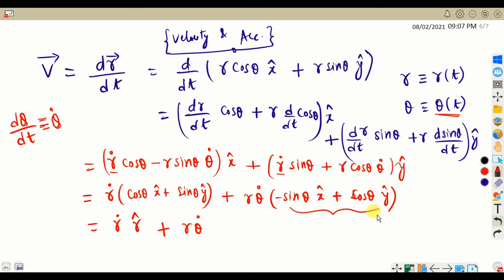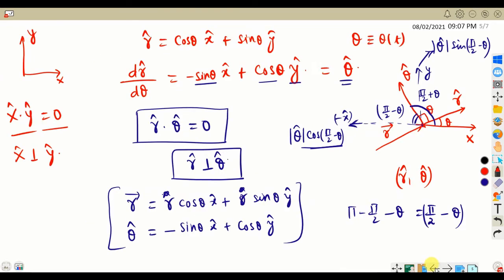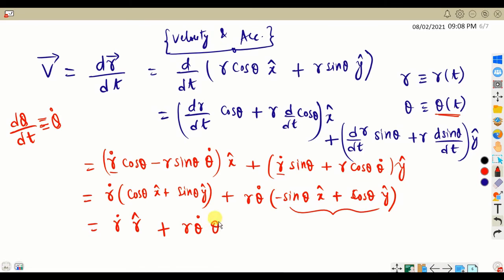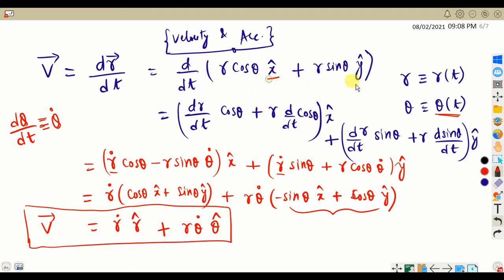Now this is reminding me of something. A theta hat is minus sin theta x hat plus cos theta y hat. Oh, so I can write here theta hat. Therefore now v is completely written in terms of r hat and theta hat. There is no x, there is no y. So this is the transformation from one coordinate system to another, and by default we have the definition of velocity in the polar coordinate system.